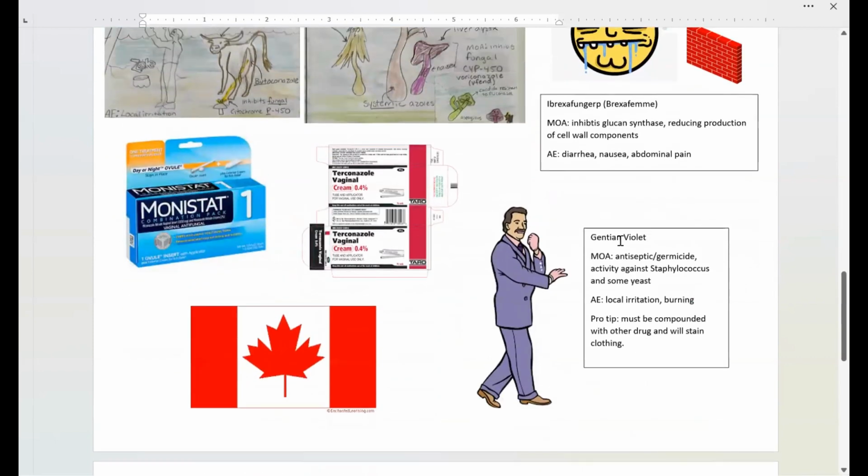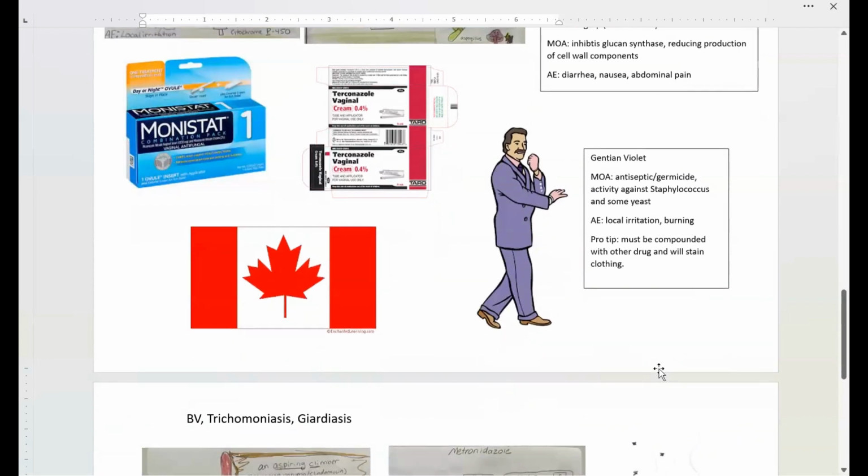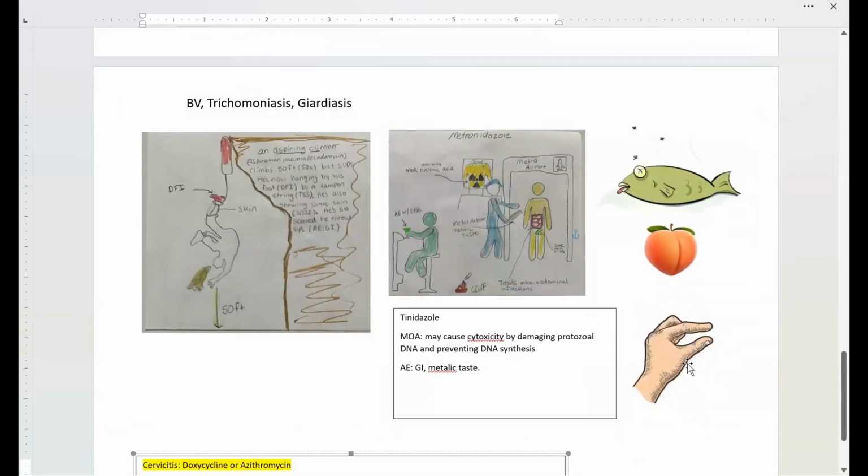And then another new drug is gentian violet. And so here we have a gentleman who's wearing violet clothing. And this is an antiseptic germicide and has activity against staphylococcus and some yeasts. So it's a topical agent and it can cause local irritation and burning. And just a pro tip is that it must be compounded with other drugs. And then it will also stain your clothing.